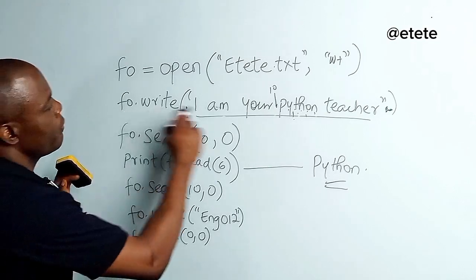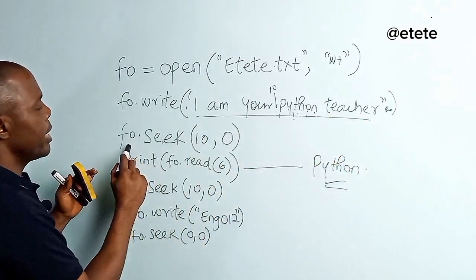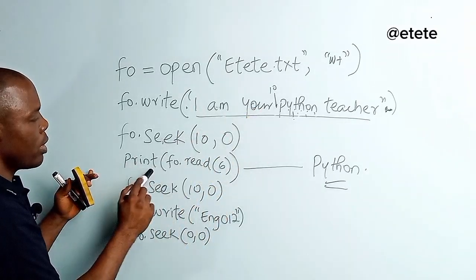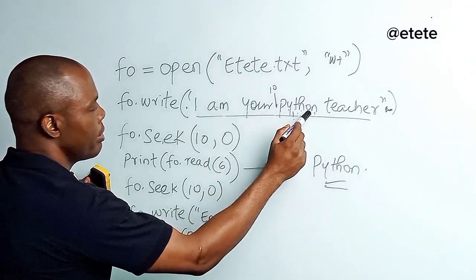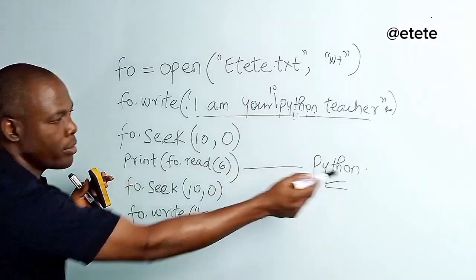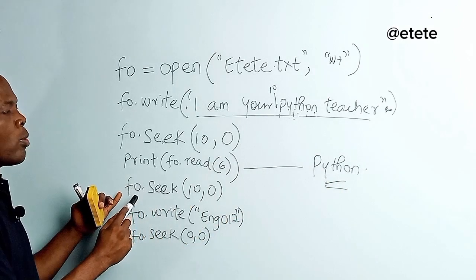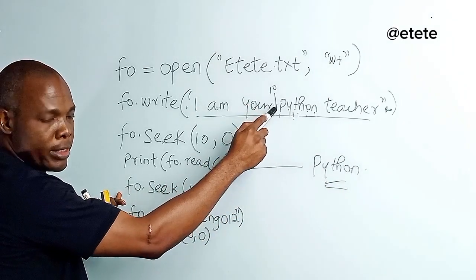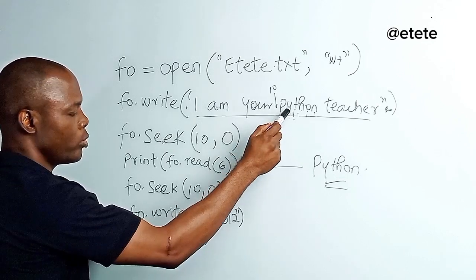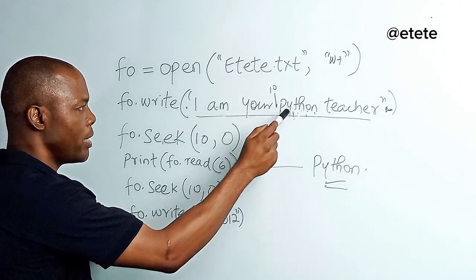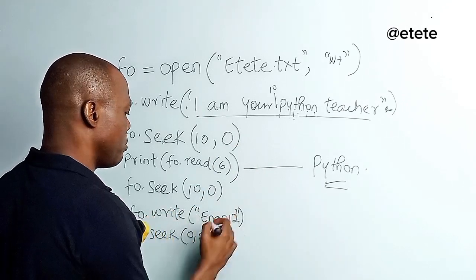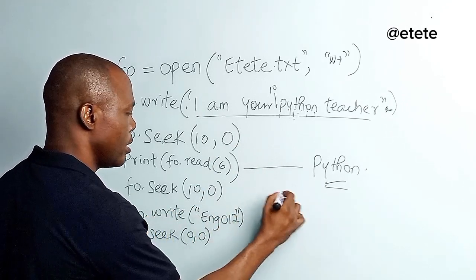This one first will write this in. Then this one will bring it back to this 10th position. This one will read 6 characters and then give it to the print function. And the print function will print it out, and it will print out this. Then this one will return it back again to this place. Then this one will write this into this place. So it's going to replace this Python with this, right? So it will replace Python with this.